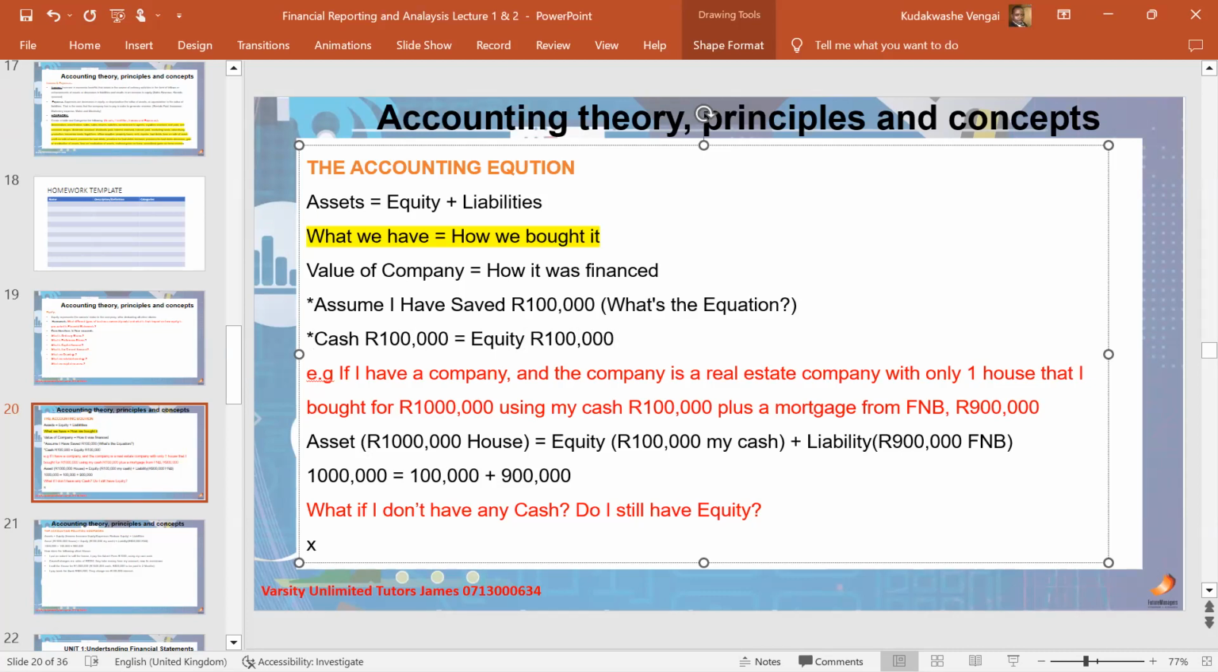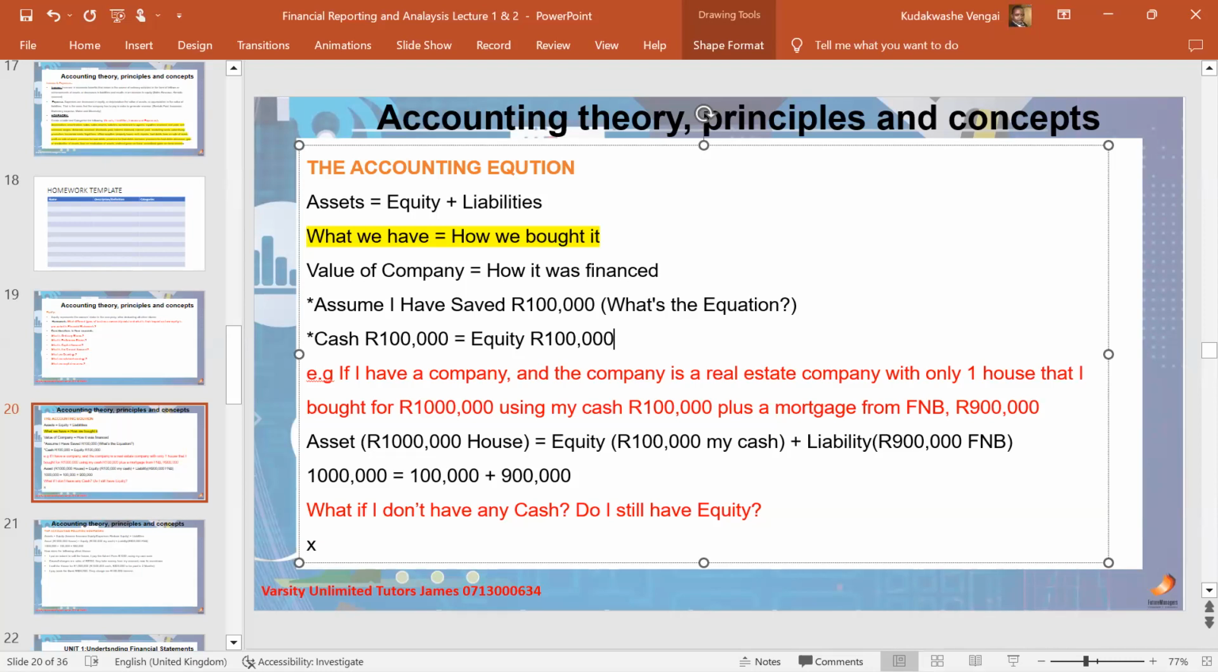But then as James, I make a decision. I want to start a company. I want to start a real estate company, selling houses. I noticed that for me to get one house, the house is going to cost me 1 million rand. But I do not have 1 million rand. I only have 100,000 rand. So I approach FNB Bank. After approaching FNB Bank, FNB approves a loan of 900,000 to me. So I take my 100,000, which was cash, and I pay it to the owner of the house.